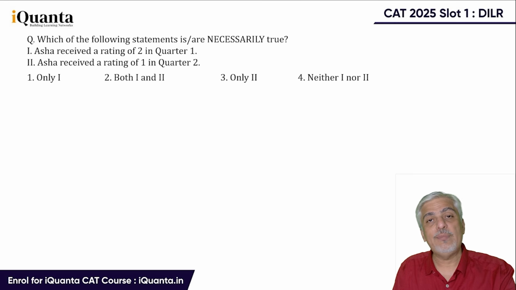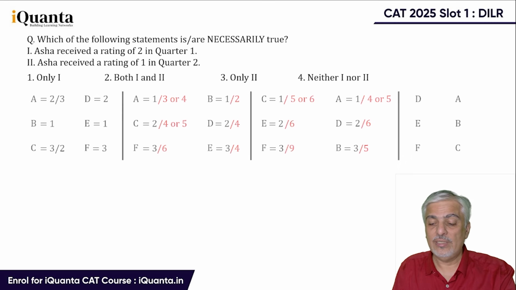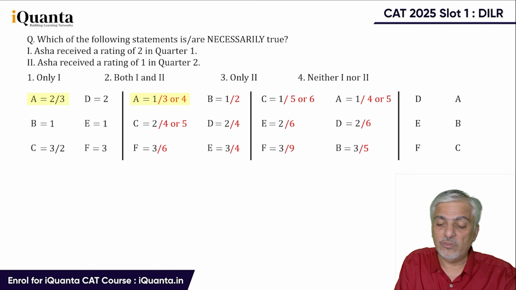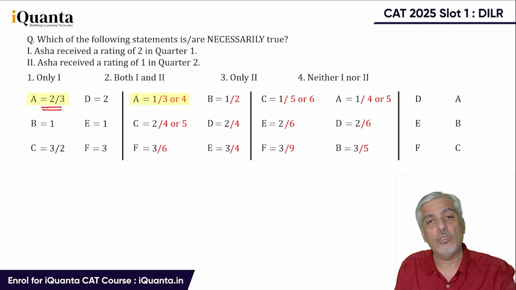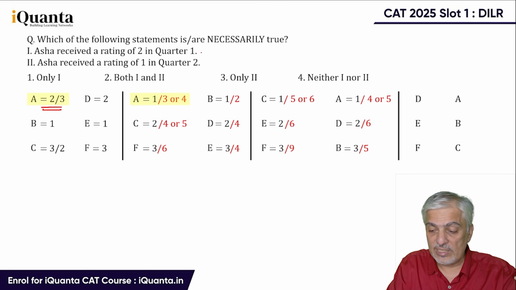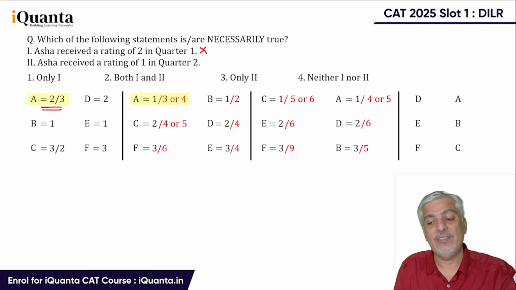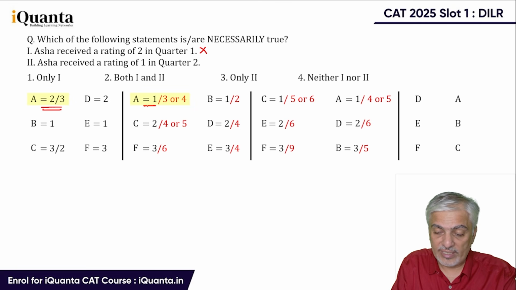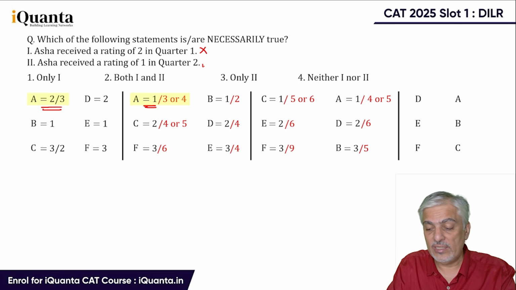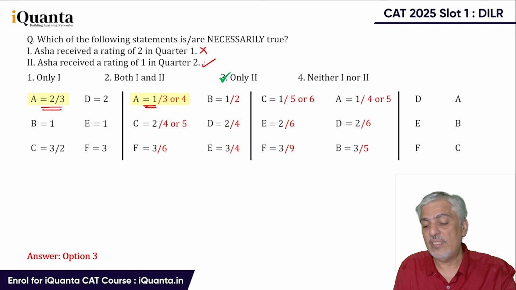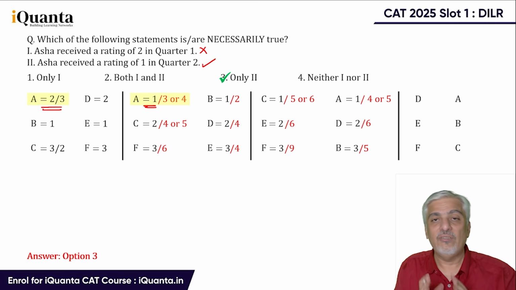Which of the following statements is or are necessarily true? They're talking about Asha. Now, Asha got a rating of 2 in quarter 1, we can't be sure. It can be 2 or 3 also. We don't know that, so this statement is not definitely correct. Asha received a rating of 1 in quarter 2. Yes, definitely true. That is correct. So hence only statement 2 is correct. The answer is option 3.